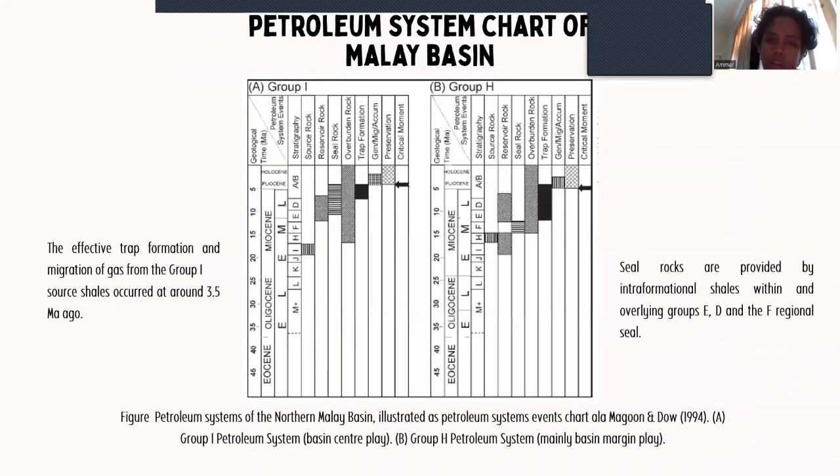So next slide. This is an example of a petroleum system chart of Malay Basin, which is a deep water basin. As you can see from the chart, there is a group I and a group H. Group I petroleum system is mainly a gas system, and some oil may be generated from the source rock. Since the group I source rocks are deeper, about 2000 meters deeper, vertical migration of hydrocarbon is the mechanism for charging the relatively shallow reservoir. So I will pass to the next presenter.